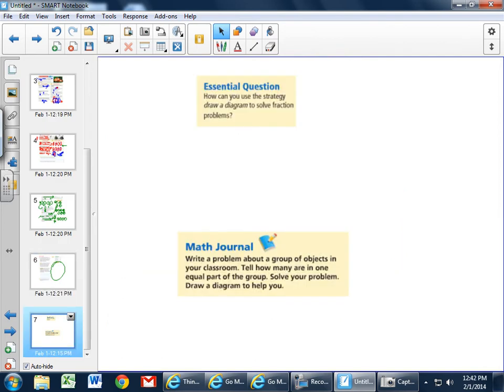Your essential question for your journal today: how can you use the strategy draw a diagram to solve fraction problems? Just talk about how it made it easier for you and how you were able to solve problems there. Your math journal, you're writing a problem about a group of objects in your classroom. So look around the room, tell how many are in one equal part of the group, solve the problem, draw a diagram to help you. Okay?